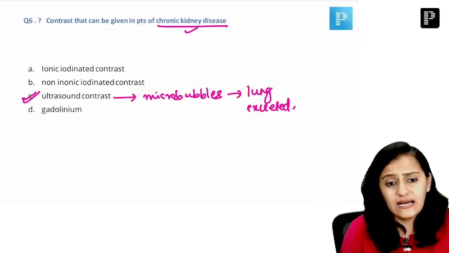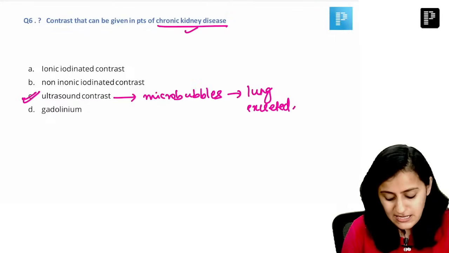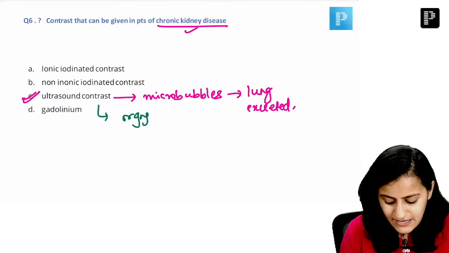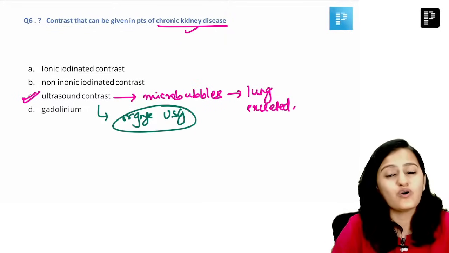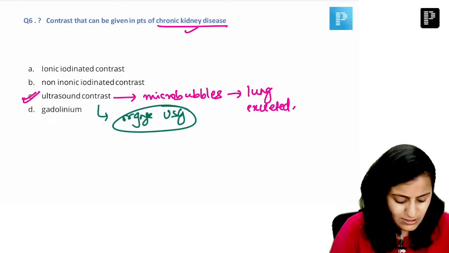And we have also discussed how the ultrasound contrast image looks. It is an orange colored ultrasound image. Orange colored ultrasound image is an ultrasound contrast.